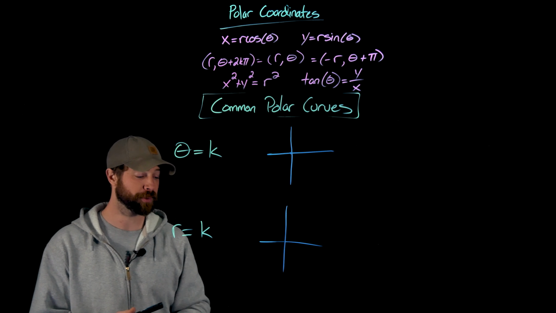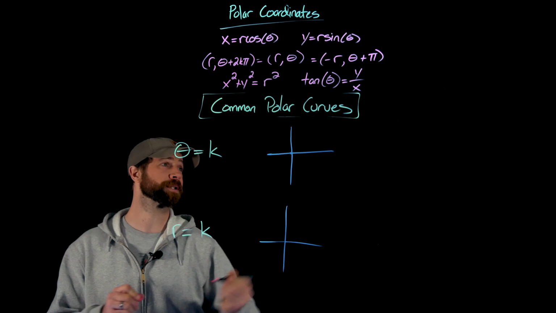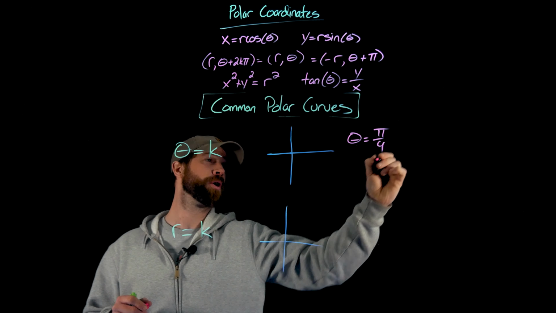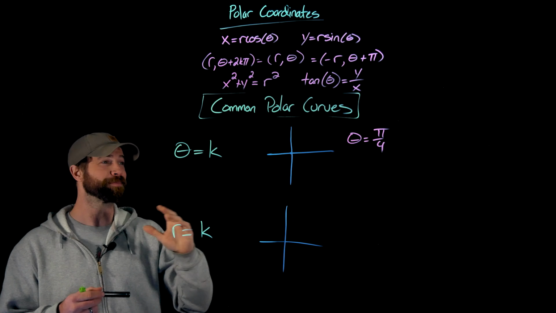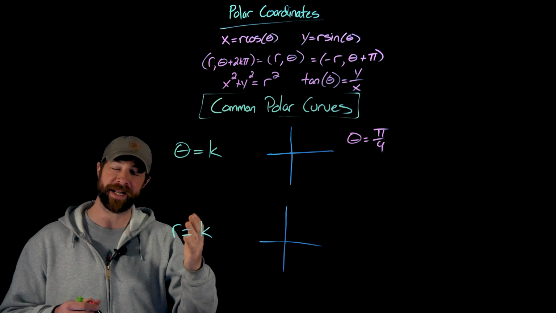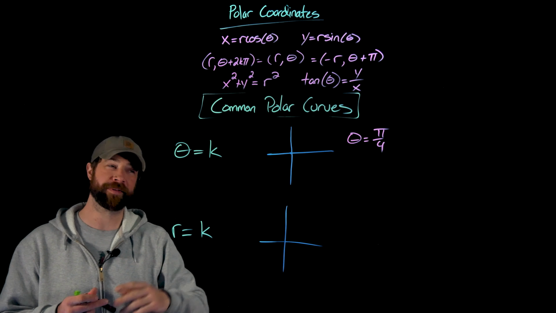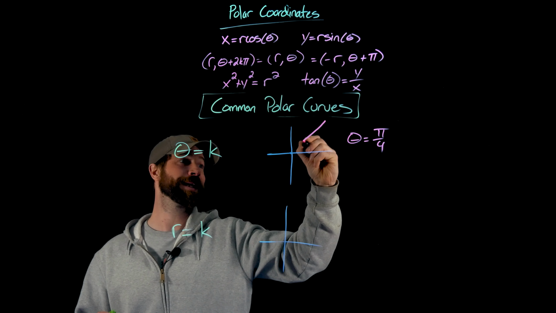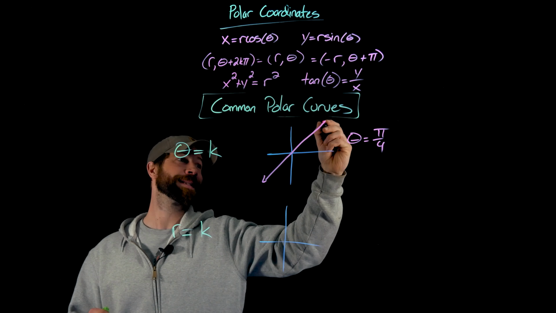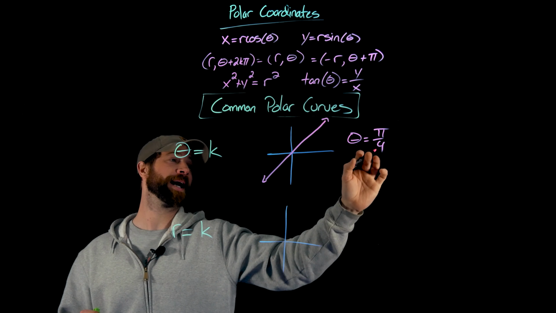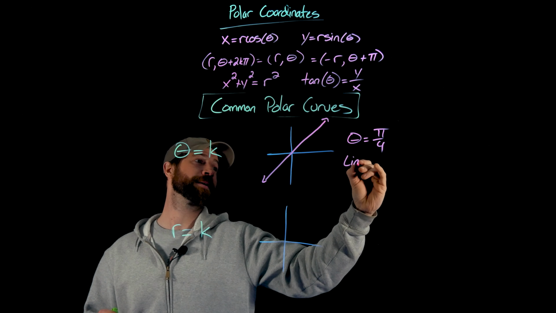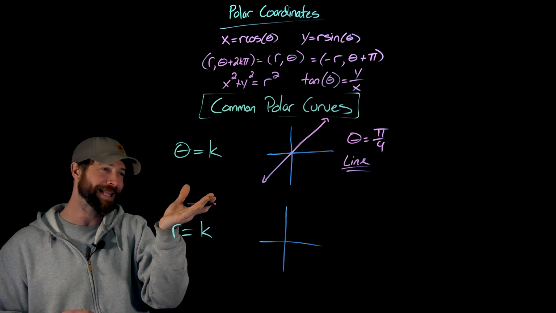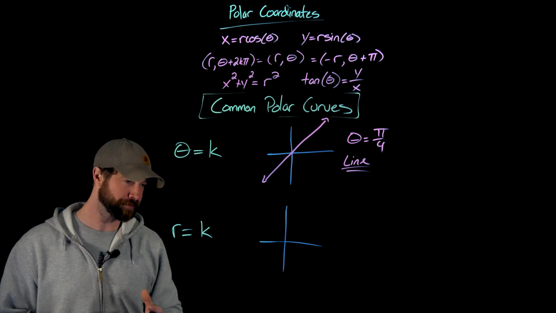So in this first example right here, if I were to graph theta equals pi over 4, what this is, it's all of the points that have an angle of theta, but given the range of r values. And so in that case, what we have is a straight line that has an angle of pi over 4. So this right here is a line. So when theta equals a value, we get that angle, and we have a straight line given all r values.